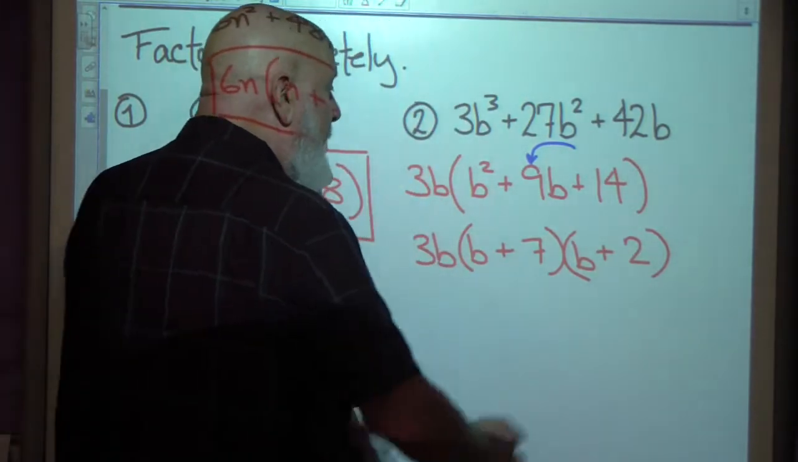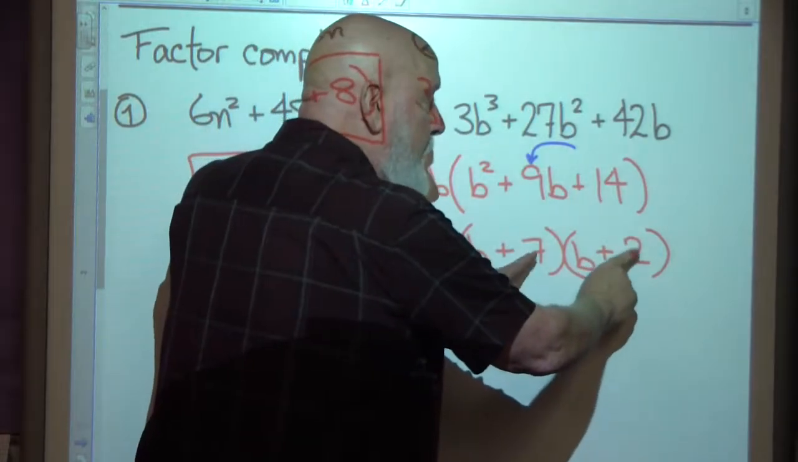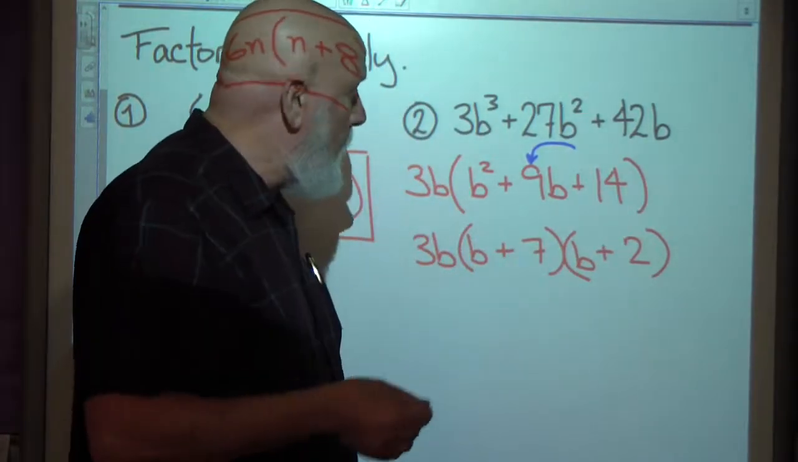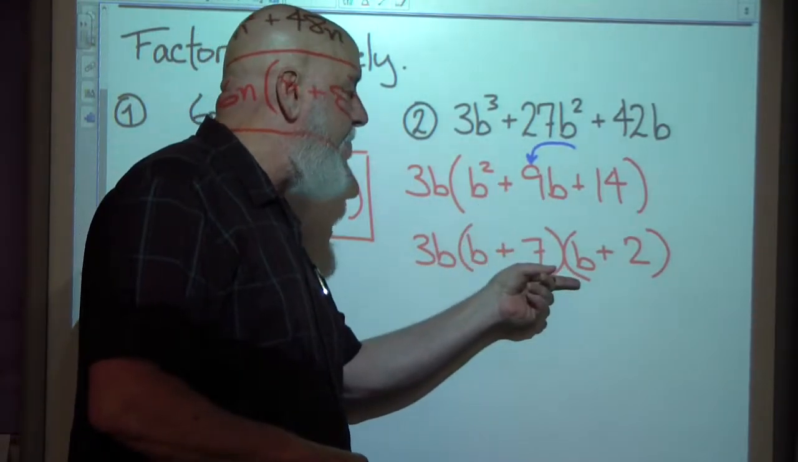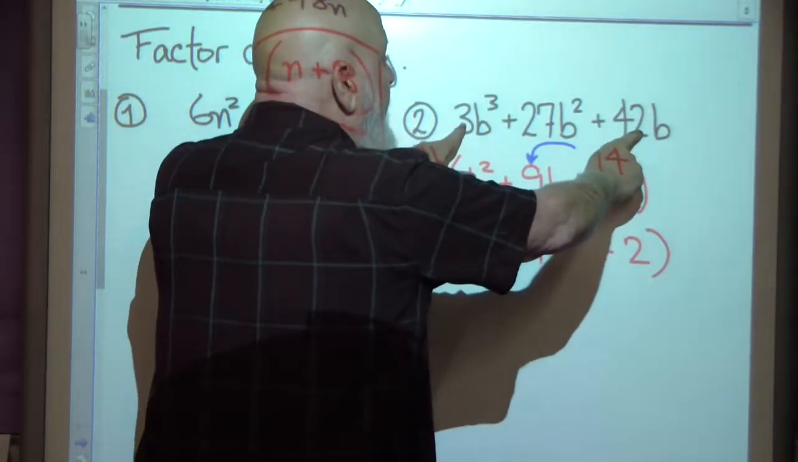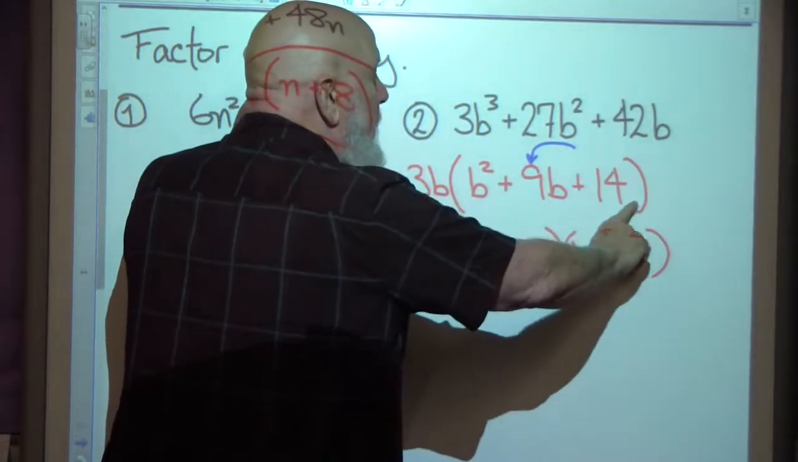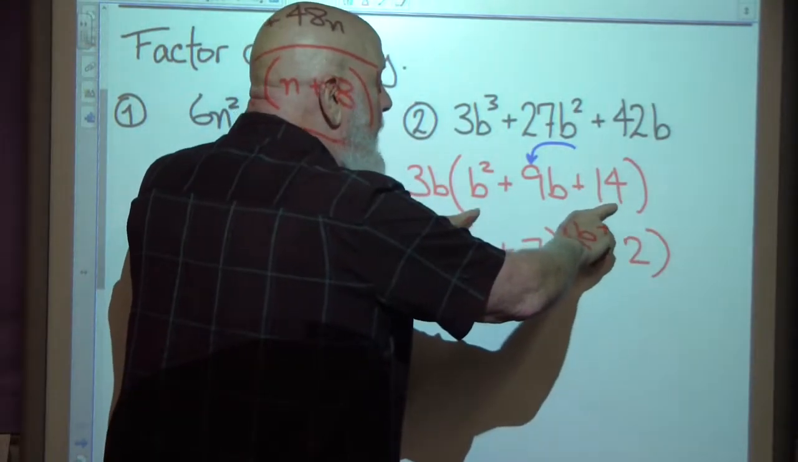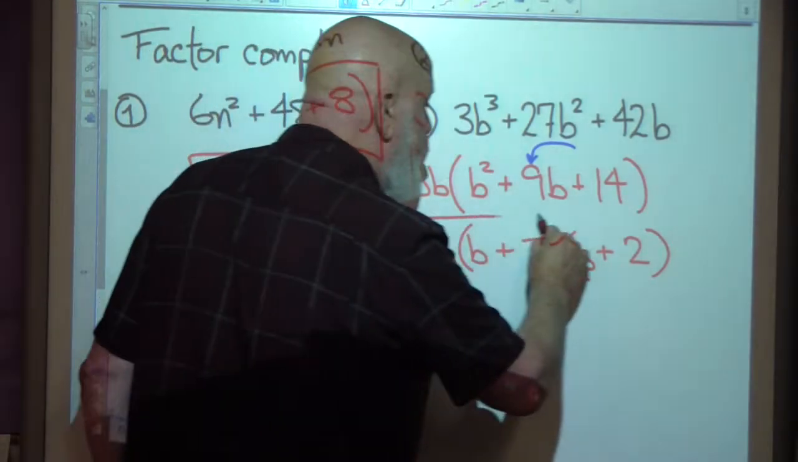Then a quick check. Do they add together to give me this? Yes. Do they multiply together to give me this? Yes. If it meets both of those criteria, this quadratic trinomial has been factored correctly. So I factored this completely by factoring out the greatest common factor first. I saw that this left me with a trinomial that I tried to factor, and it factored also. So this is the complete factorization.